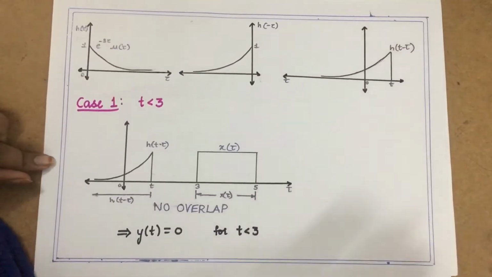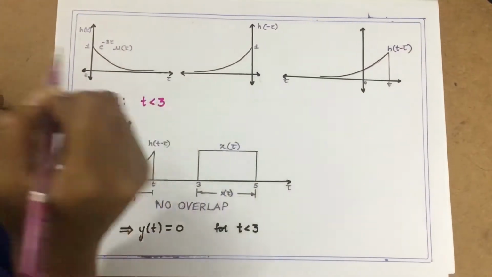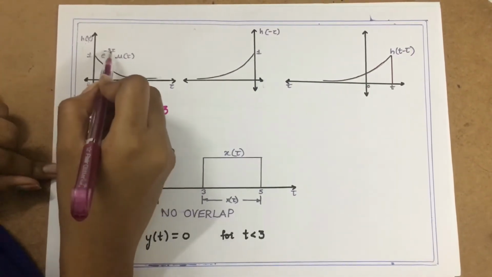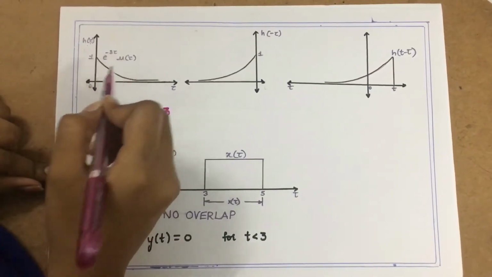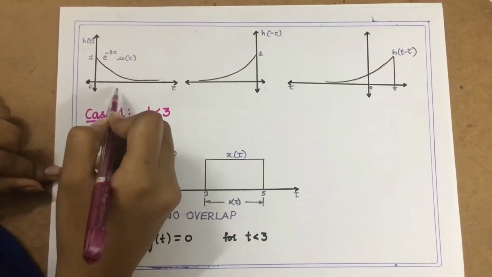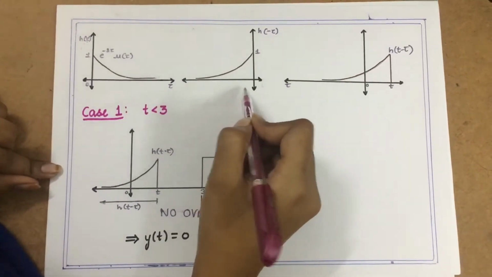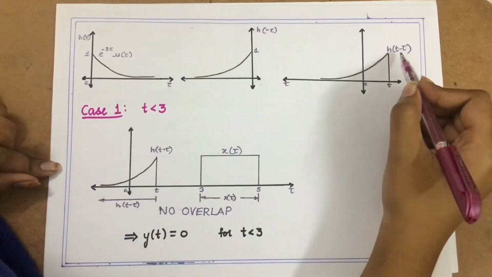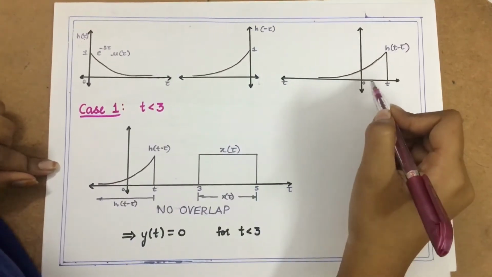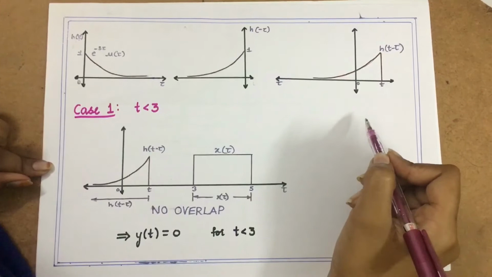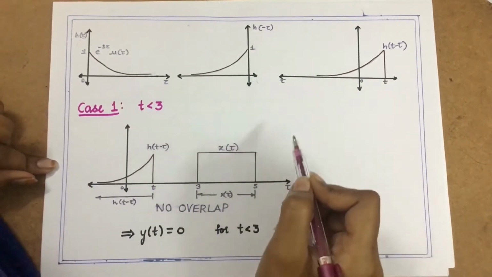Now, drawing the graph of the impulse response h(tau). h(tau) is given by e^(-3t) u(t) and it is as follows. Now, the graph of h(minus tau) is given as follows. Drawing the graph of h(t minus tau), the graph shifts to the right by t units and is as follows. This problem is divided into three cases.